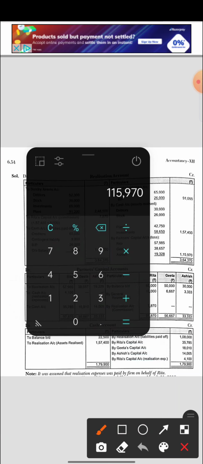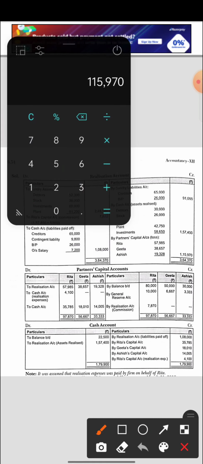Let me just carry this thing here. It doesn't want to become small, this calculator. Anyway, I think you know how to minus 3,64 minus 91,000 minus 157. You get 1,15,000. Now how did I get Rita's amount?